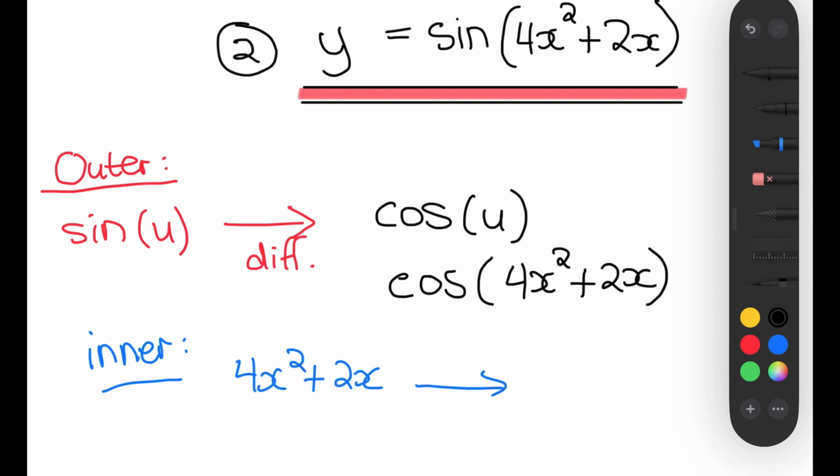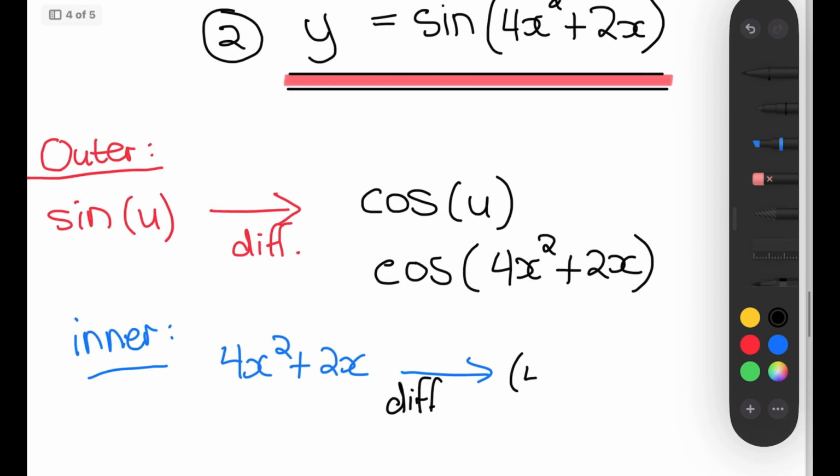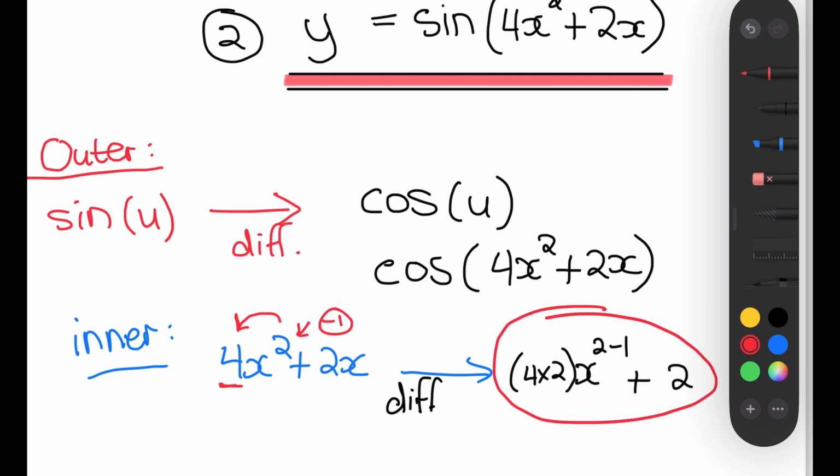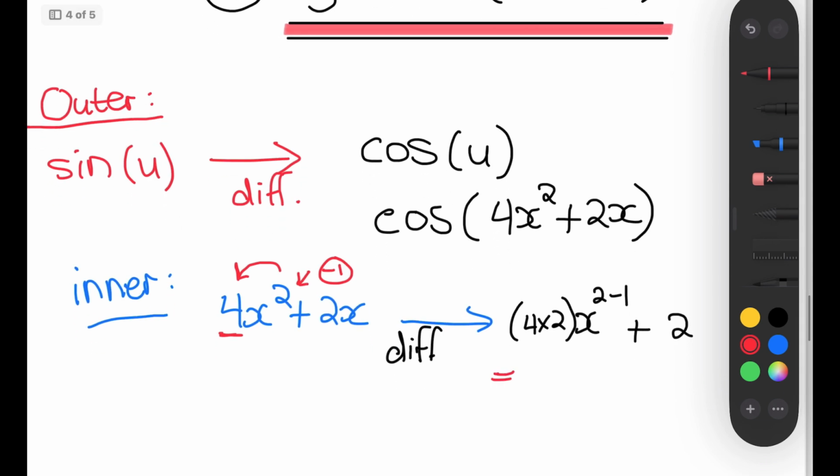And when we differentiate that, we get 4 times 2, x to the power of 2 minus 1 plus 2. Because remember, using the general differentiation rule, the exponent comes down, you multiply it with the coefficient, which is 4, and then afterwards you subtract 1 from the exponent. And that's what we have over here. And when we simplify everything, we get 8x plus 2.